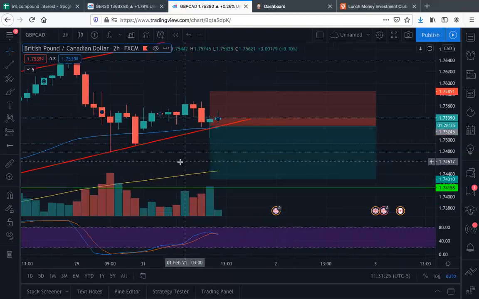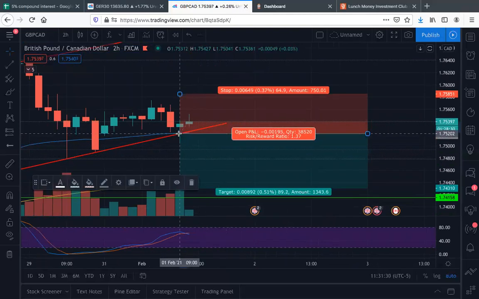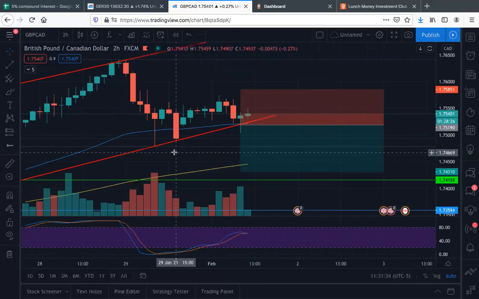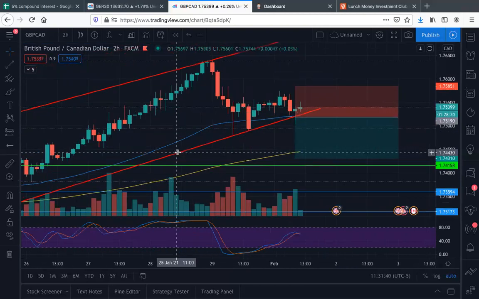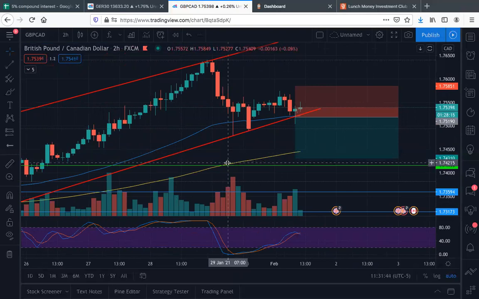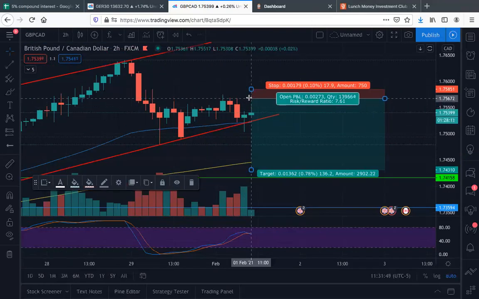Let's take a look at it on the intraday on the 2 hour, see what's going on. Our entry is just a little bit too high. Same thing with this one. Price could come back up and give us an even better price. So if it does do that, let's just say it comes back up to these wick levels here.